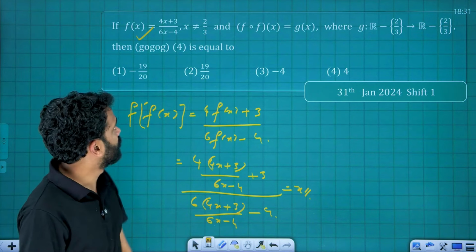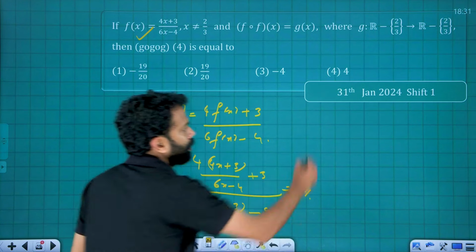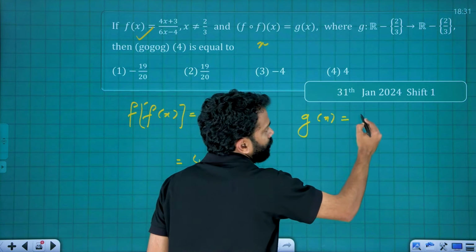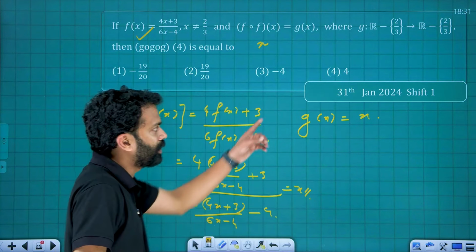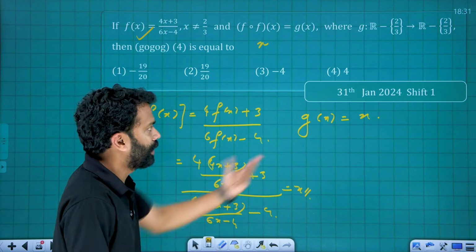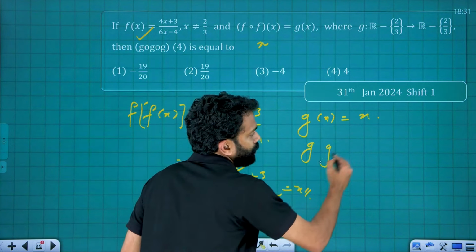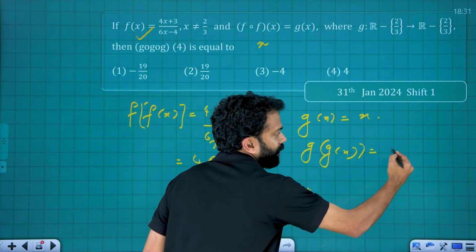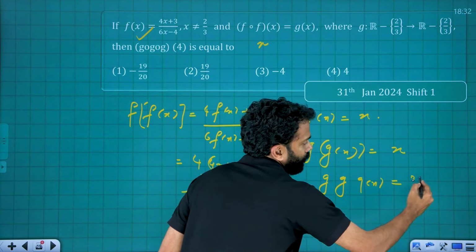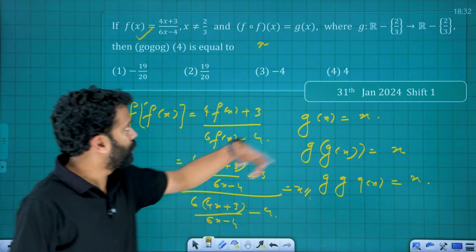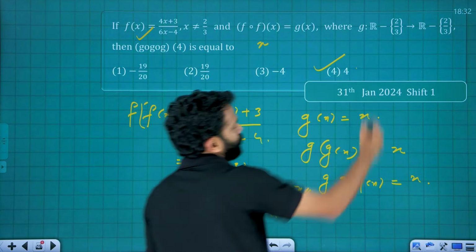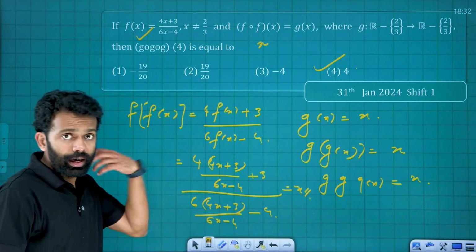Therefore, f of f of x is what? x, that's all. That is f of f of x is equal to x. Therefore, what is g of x? That is x. Then what is g of 4? That is 4. That's all. Okay. A very easy question, and a highly time saving question.